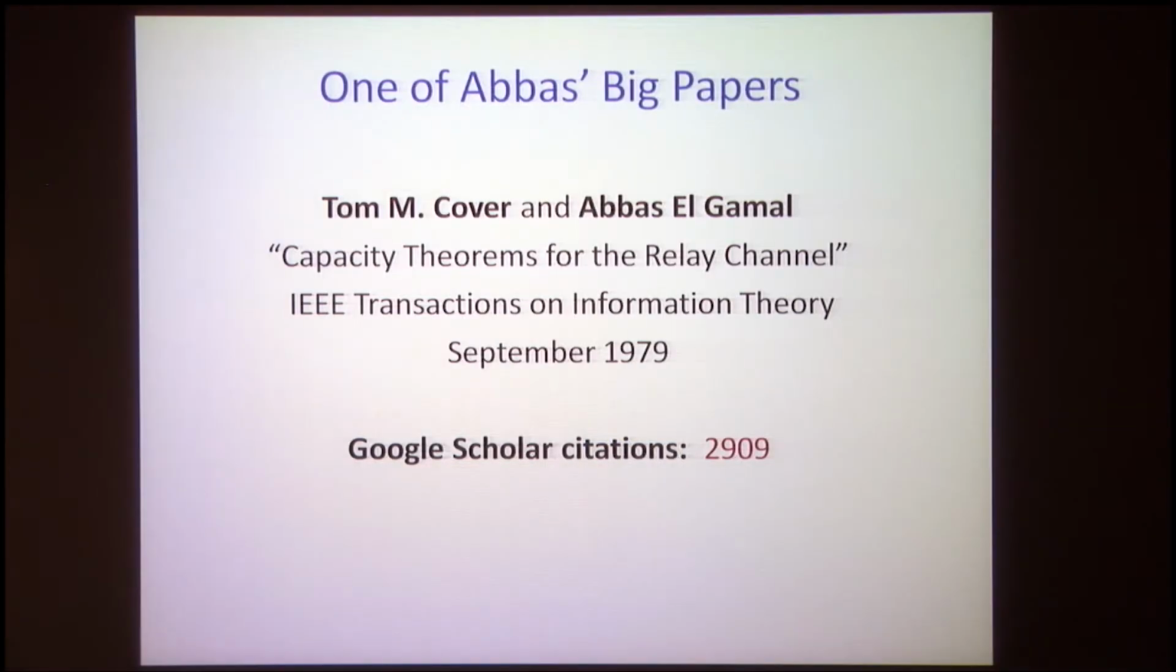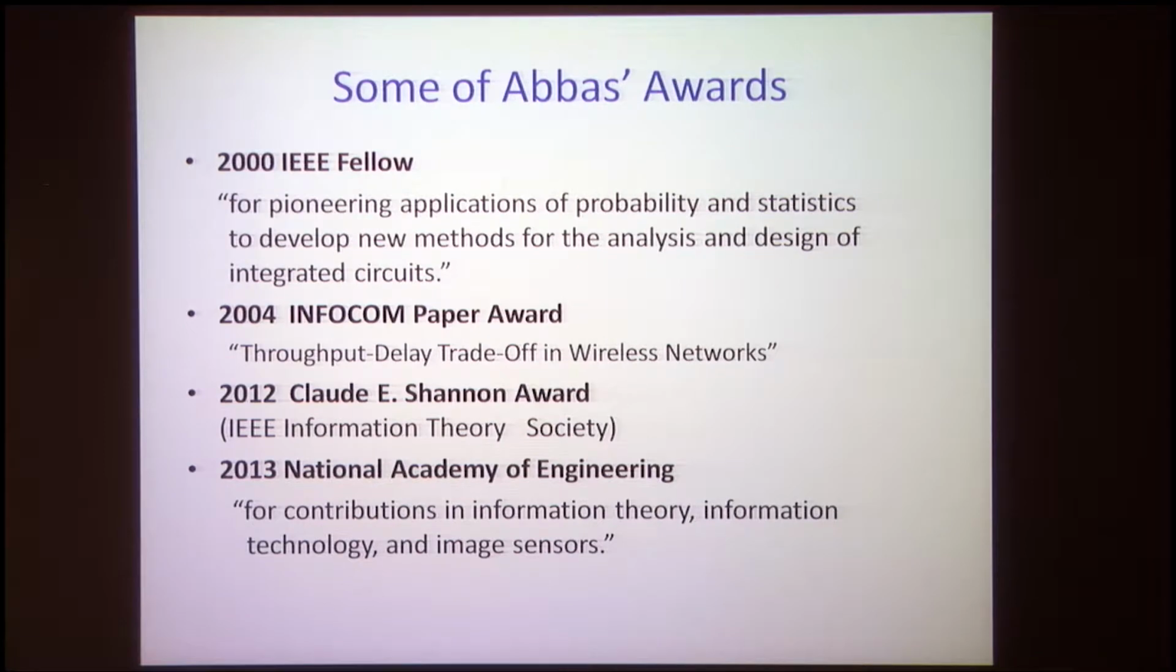Abbas has many well-known papers in all of the areas that I mentioned that are highly cited. I thought I would just mention one here, which is one of his early smash hits with Tom Cover, his paper Capacity Theorems for the Relay Channel from 1979, which has, according to Google Scholar, almost 3,000 citations. He's won numerous awards. He was elected an IEEE Fellow in 2000 for pioneering applications of probability and statistics to develop new methods for the analysis and design of integrated circuits. He won the 2004 Infocom Paper Award for the paper Throughput Delay Trade-off in Wireless Networks. And as I mentioned, he was the recipient of the IEEE Information Theory Society's Claude E. Shannon Award last year. And just this year, he was elected to the National Academy of Engineering for his variety of contributions in information theory, information technology, and image sensors.